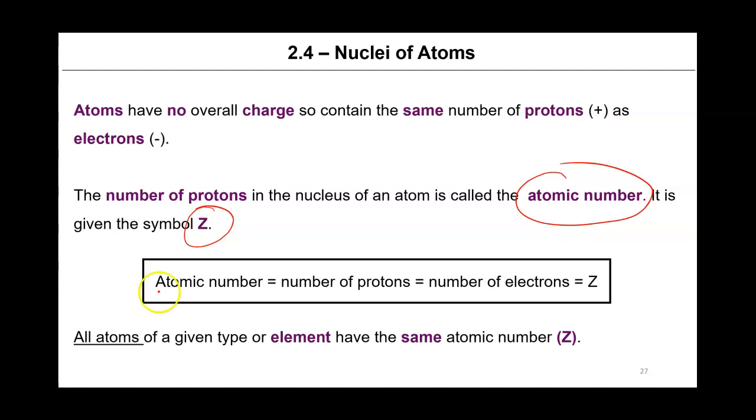So just recapping, the atomic number is the number of protons that's found in the nucleus of an atom. It's also the number of electrons, and we give it the abbreviation Z. Now, the atomic number is important because every element has a unique atomic number.